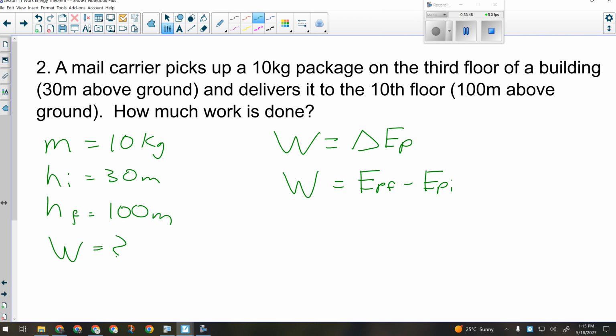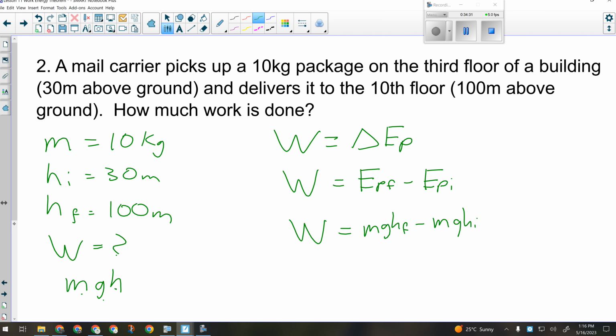Do I have a formula that calculates potential energy? I do. I have this formula. And I have those numbers. They told me the mass is 10 kilograms. This is on Earth, so it's 9.81 for g. And I know the initial and final heights of the package. So I can say then that the work is going to equal m times g times h final, that would be my final potential energy, minus m times g times h initial. This time, my initial isn't 0 because I start above the ground already.